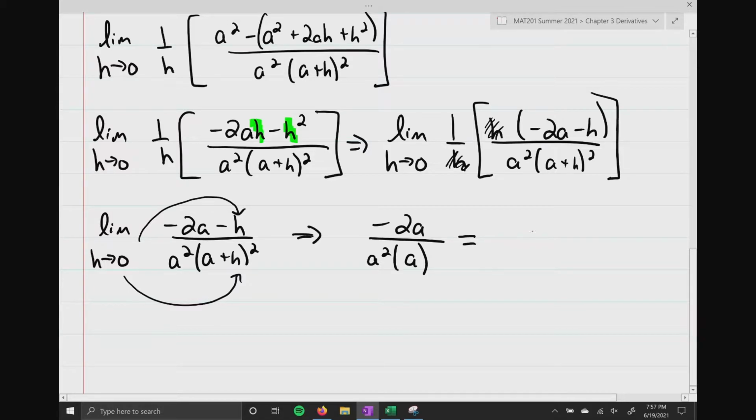And that's going to give me negative 2a all over a to the third, which is negative 2 a to the second.